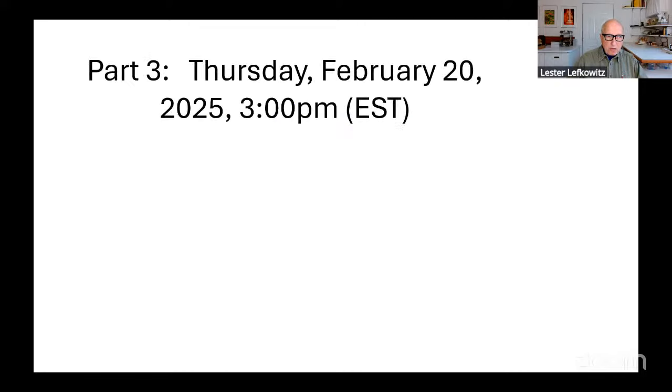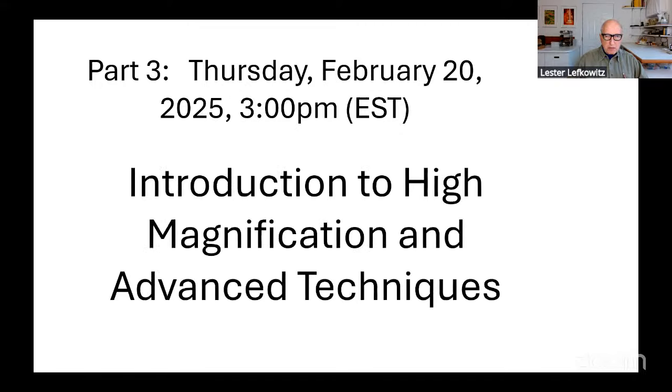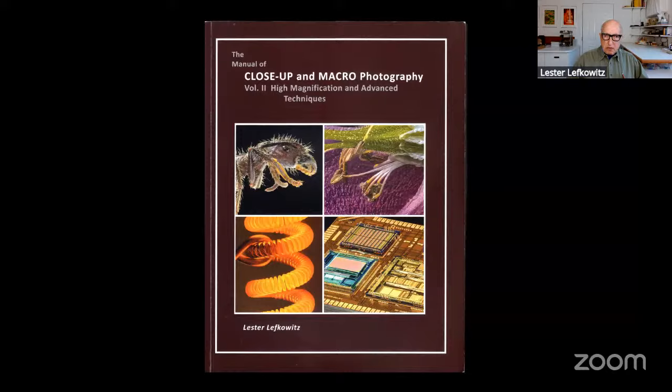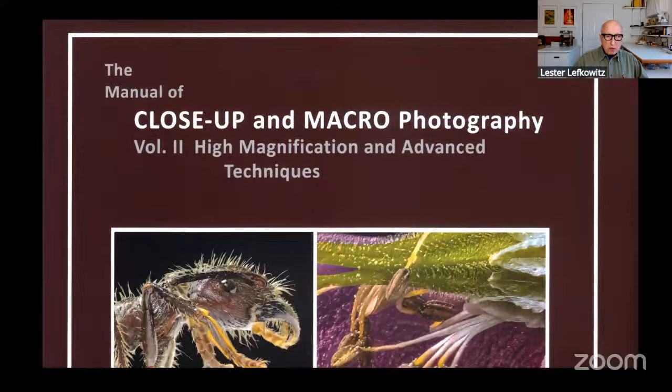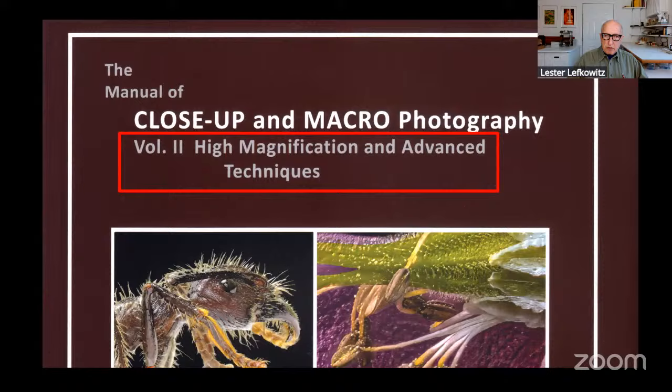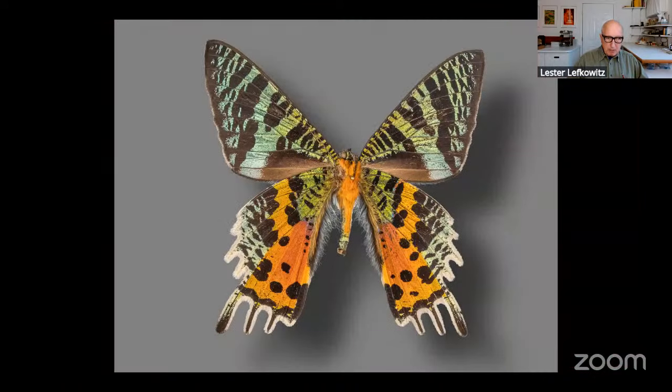We're going to do more advanced stuff on February 20th if you're interested, and that will talk more about high magnification and more advanced techniques, even for low magnification. That's going to cover a lot of the things in volume 2, which is called high magnification and advanced techniques. So we'll talk about being able to photograph a sunset north and go in and just get the scales.